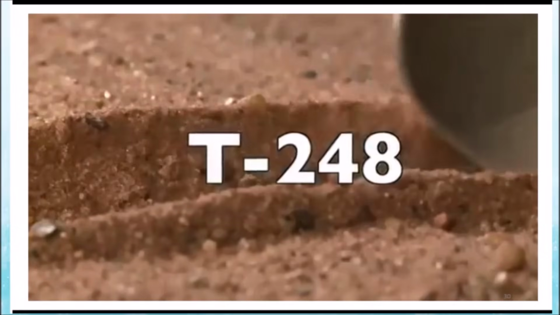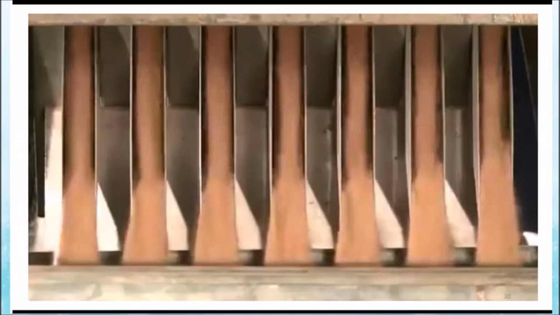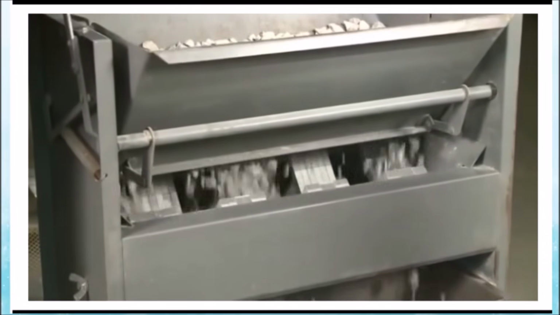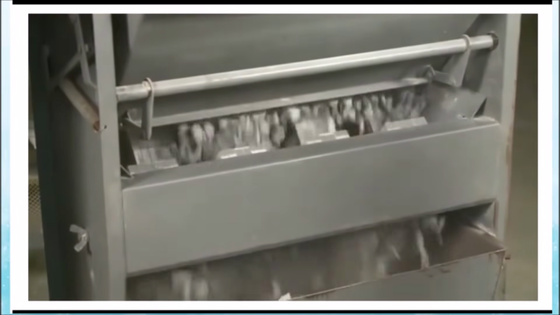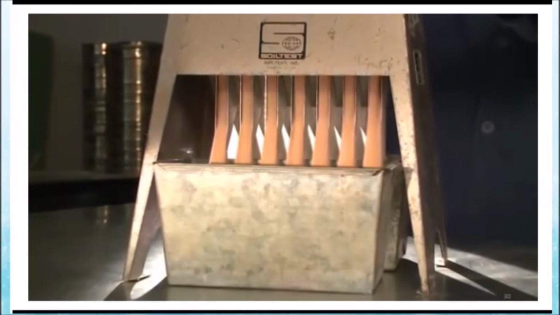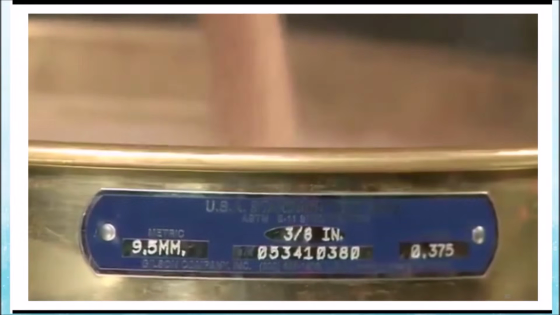AASHTO T248, reducing samples of aggregate to testing size, covers the reduction of large samples of both coarse and fine aggregate to the appropriate testing size while maintaining the representative nature of the samples. First, let's examine the procedure for reducing a sample of fine aggregate. For an aggregate to be categorized as fine, 100% of the material must pass a 3/8 inch sieve.